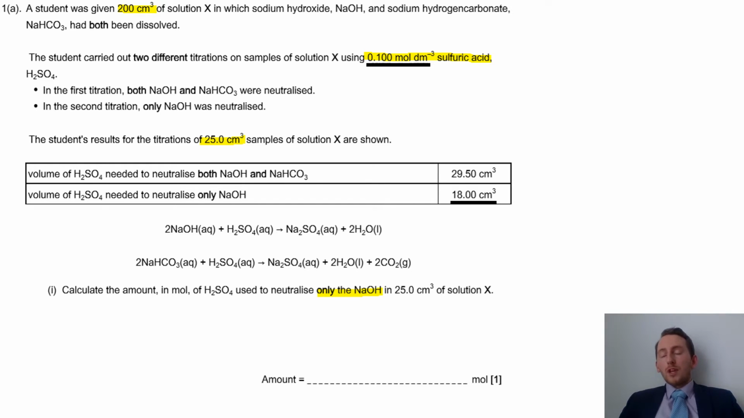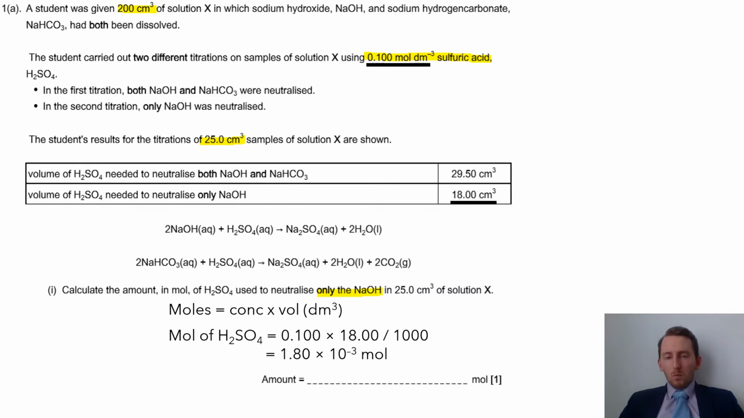Hopefully we know the equation that links moles to concentration and volume, which is concentration times volume, with volume in decimeters cubed. So when we're putting that into our equation, we take our concentration, 0.1, times it by 18, because that's the one that was only for sodium hydroxide, but make sure we convert it to decimeters cubed by dividing by 1,000. Maybe do that as a separate part of your calculation, then times by 0.1, and we should get 1.8 times 10 to the minus 3.